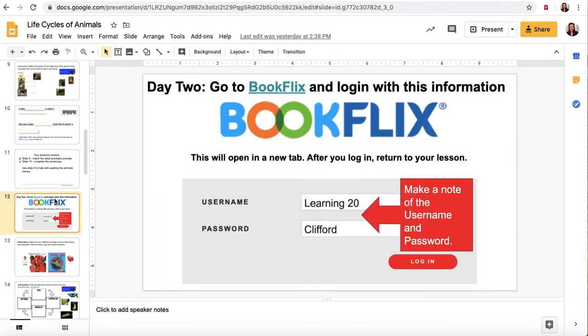Here we go. So here is our day 2 lesson. Just like yesterday, we are going to go to BookFlix. If you're doing this on your own, you'd go to BookFlix. It has all of the information right here. But since you're doing it with me right now, I'm going to go ahead and take you to it and go through the assignment.